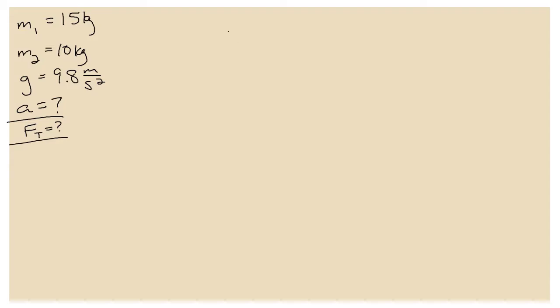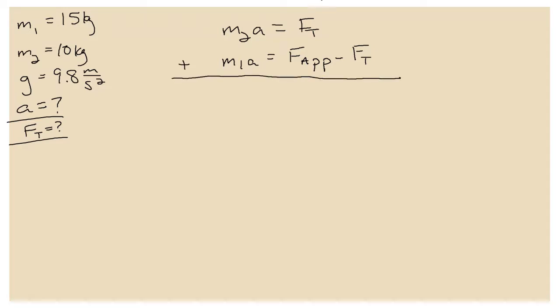So first, we'll write our equation for M2. We had M2A equals Ft. And for M1, we have M1A equals the force applied minus the tension force. And when we add those equations, you can see the tensions are going to cancel. That's what we want, to get the acceleration to be the only unknown in this equation. And we'll have M1A plus M2A equals F applied. Pretty good. And we'll go ahead and solve this for the acceleration.